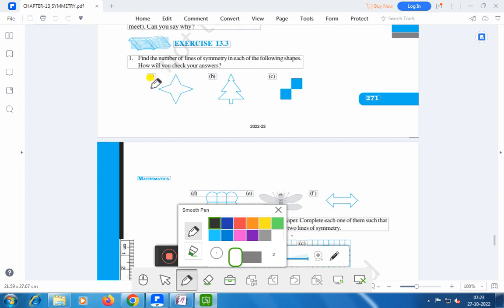Here you see that we can draw only one. This is one line of symmetry, horizontal. This is one line of symmetry, vertical. This is another, and this is another. In this figure, we have drawn 4 lines of symmetry, right? How do you check 4 lines? We can check that one line of symmetry divides the figure into 2 equal halves. 4 lines of symmetry.